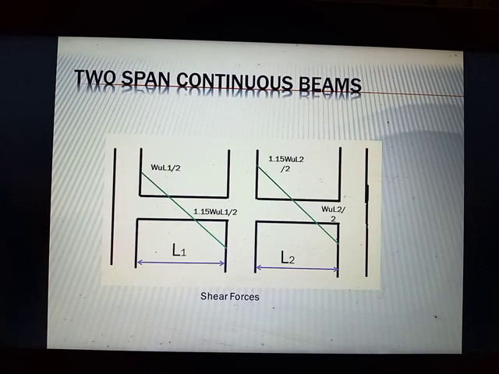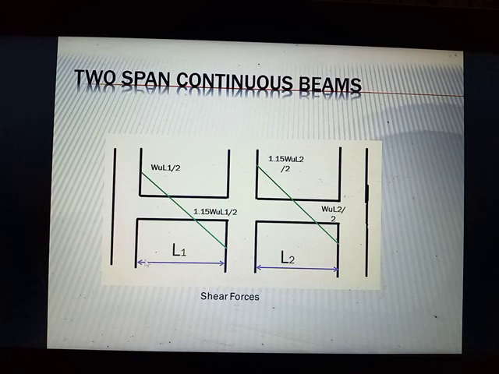So we proceed. For two-span continuous beams, please remember that for the faces of the interior support, since this is our only interior support, the first interior support, all of its shear is equivalent to 1.15 Wu Ln over 2.